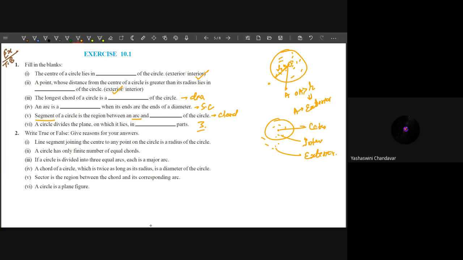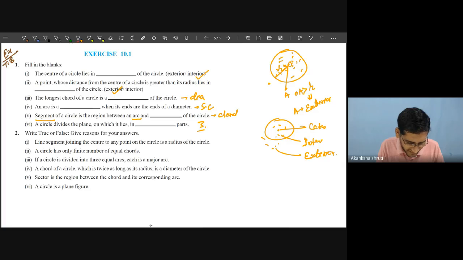True. A line segment joining the center to any point. Yes, it is true. Center to any point is always a radius. It is basically the definition of the circle.